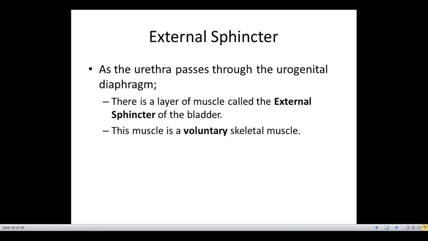External sphincter. As the urethra passes through the urogenital diaphragm, there is a layer of muscle called the external sphincter of the bladder. This muscle is a voluntary skeletal muscle.